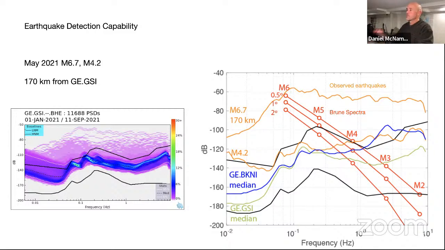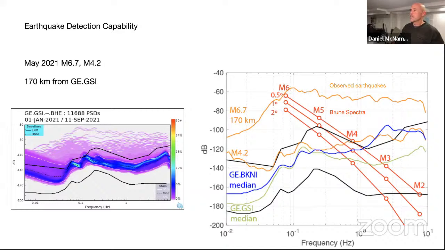So what these red circles show again is the amplitude of a certain magnitude at a given distance at the source corner frequency. And what you can see is the magnitude 6 lines up pretty closely with the 6.7 recording. Not quite, but pretty good for a model. And so you can see we're pretty close. And then the magnitude 4 Brune spectrum model lines up pretty well with the orange line, which is the 4.2 recorded earthquake. So you can see the model's not too far off.